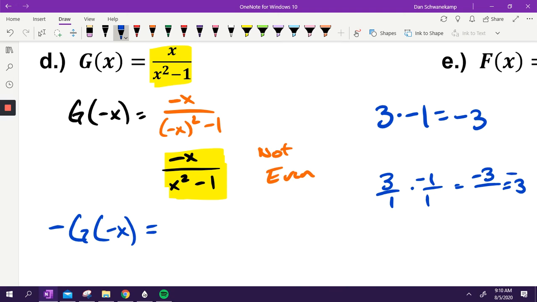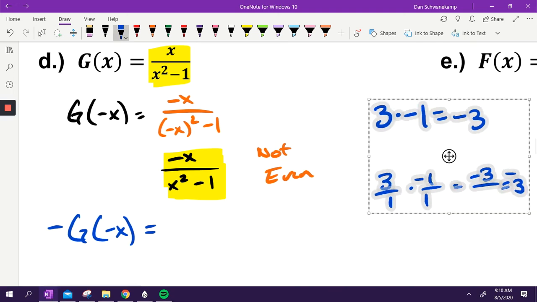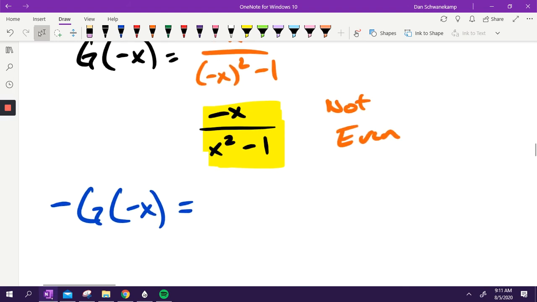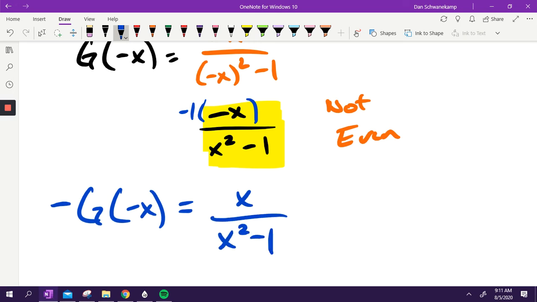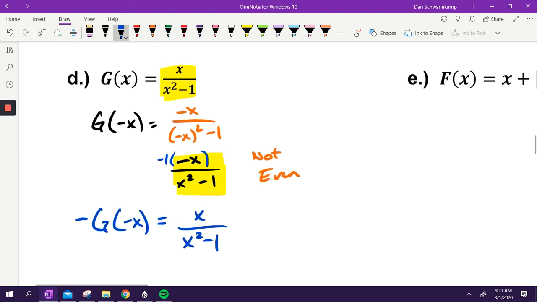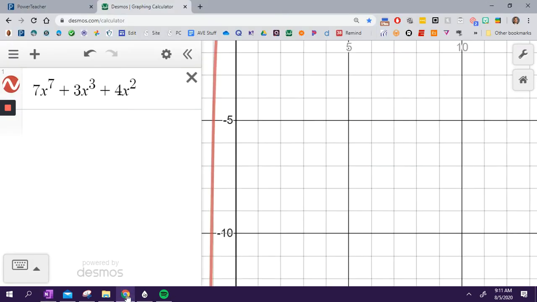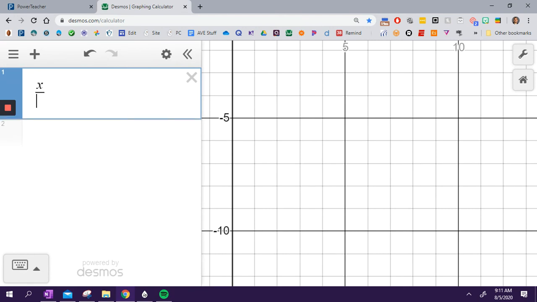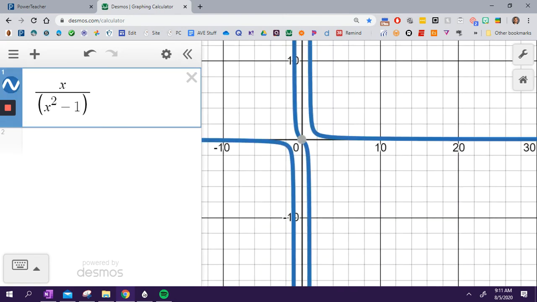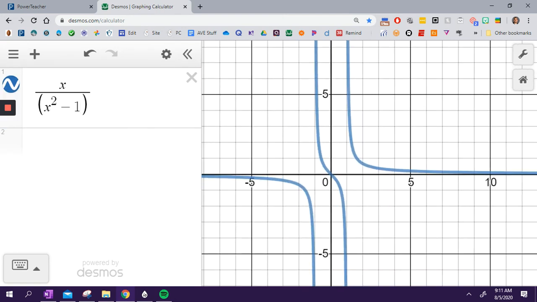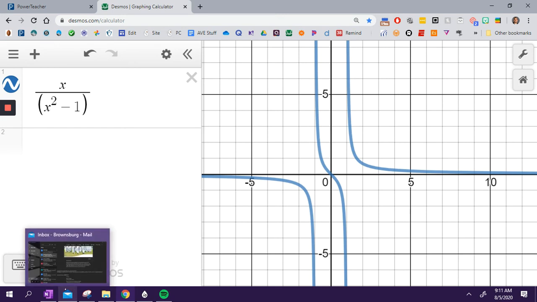Does that make sense, what I'm describing there? That's a weird concept. It doesn't make sense at first glance. Okay, so what that means is I'm going to just multiply the top by a negative 1. That is what negative g of negative x is. So is this function odd? Yeah, it's odd, because when I multiply just the top by a negative, we are good. Okay, let's just look at it so you know what it looks like. x over x squared minus 1. Woo! That's a cool one. That's odd. See it?